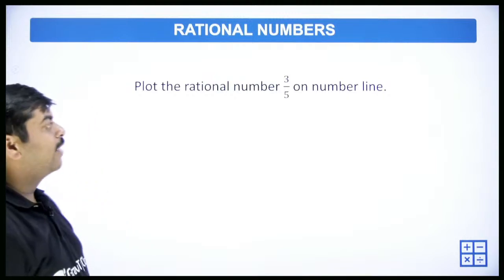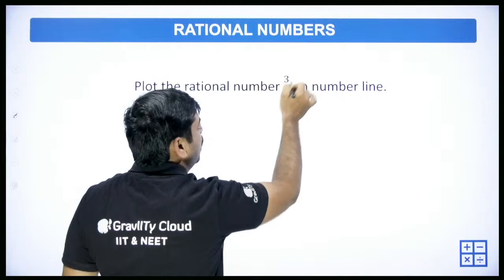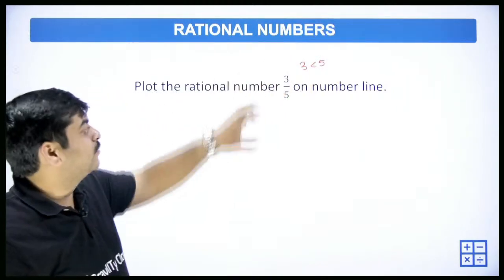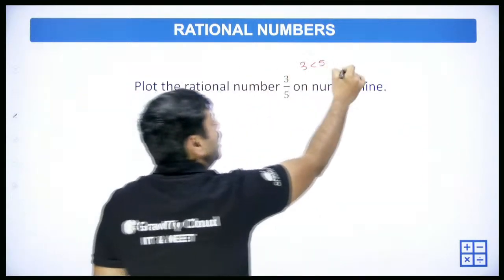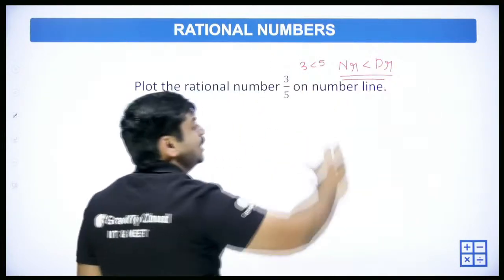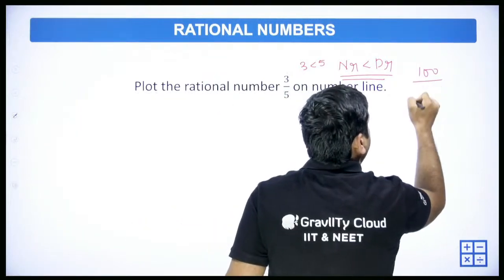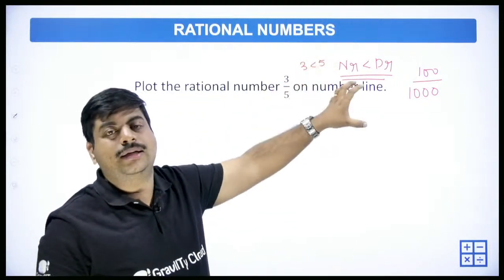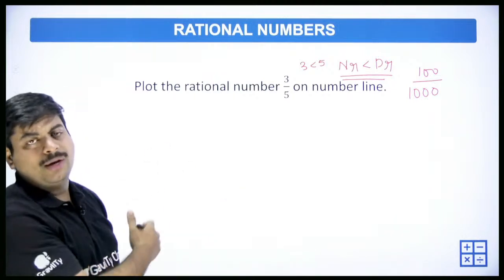So what to do for 3 by 5? As 3 is less than 5, if you remember from fractions, this value will be between 0 and 1, because the numerator is less than the denominator. Any number of that kind, like 100 by 1000, where the numerator is less than the denominator, is always a value between 0 and 1. If it is negative, it lies between 0 and minus 1.